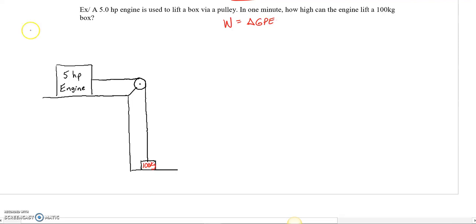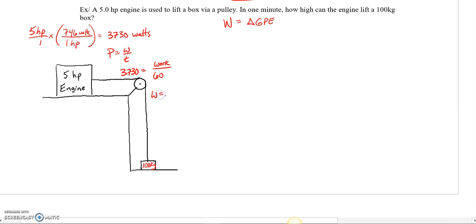Now we're told that this is a 5 horsepower engine. Remember, horsepower can be converted into watts because every 1 horsepower is 746 watts. So that means our engine can produce 3,730 watts of power. And it says that we're going to use this for 1 minute, and we know power is work over time. So if our power is 3,730 watts, and we're using it for 60 seconds, that means the amount of work that our engine is going to do is 223,800 joules worth of work.